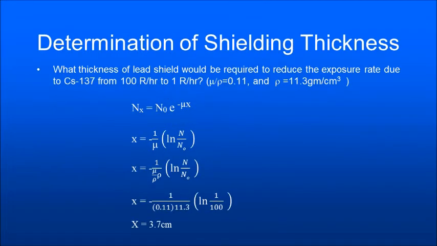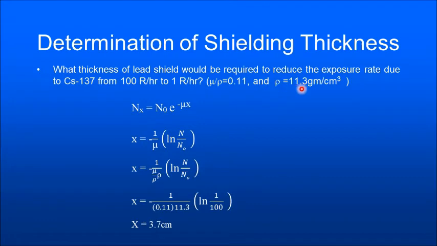Let us try one more calculation where you have to determine the shielding thickness. What thickness of lead shield would be required to reduce the exposure rate due to cesium from 100 R per hour to 1 R per hour? The mass attenuation coefficient for cesium is 0.11 for lead, and the density of lead is 11.35 gram per centimeter cube.